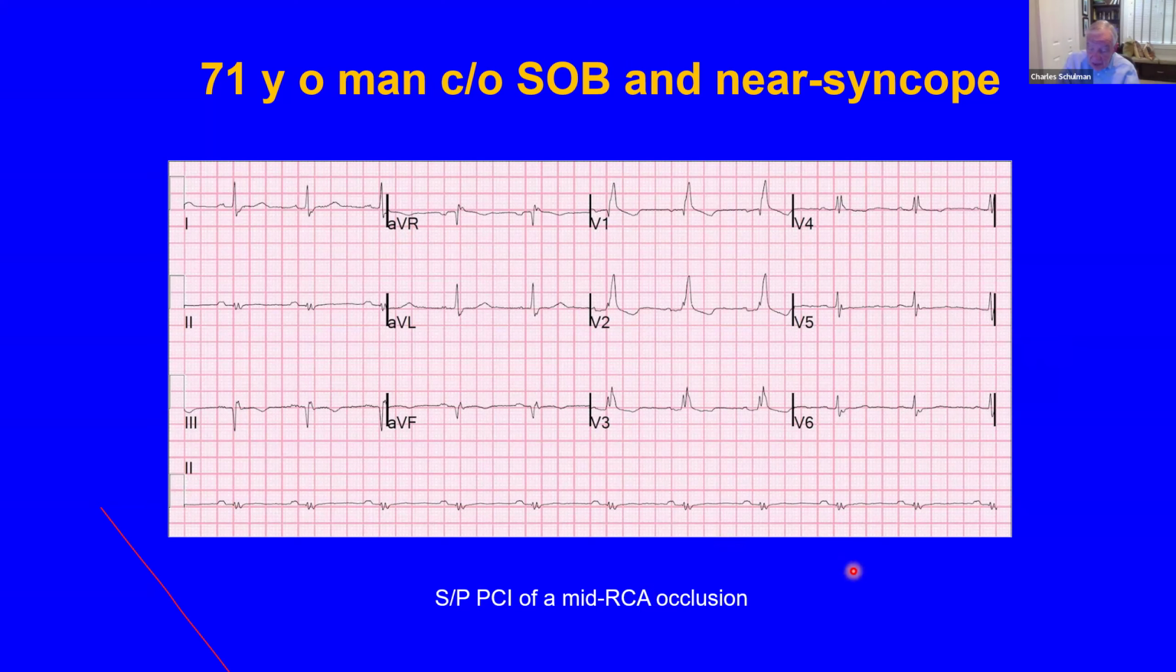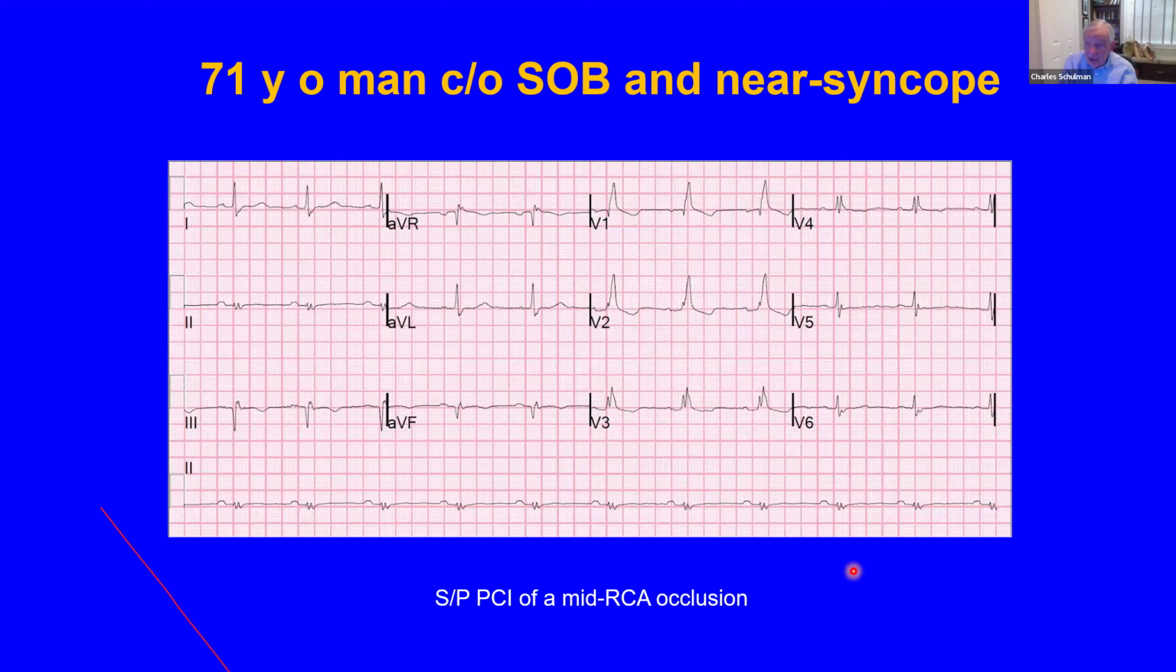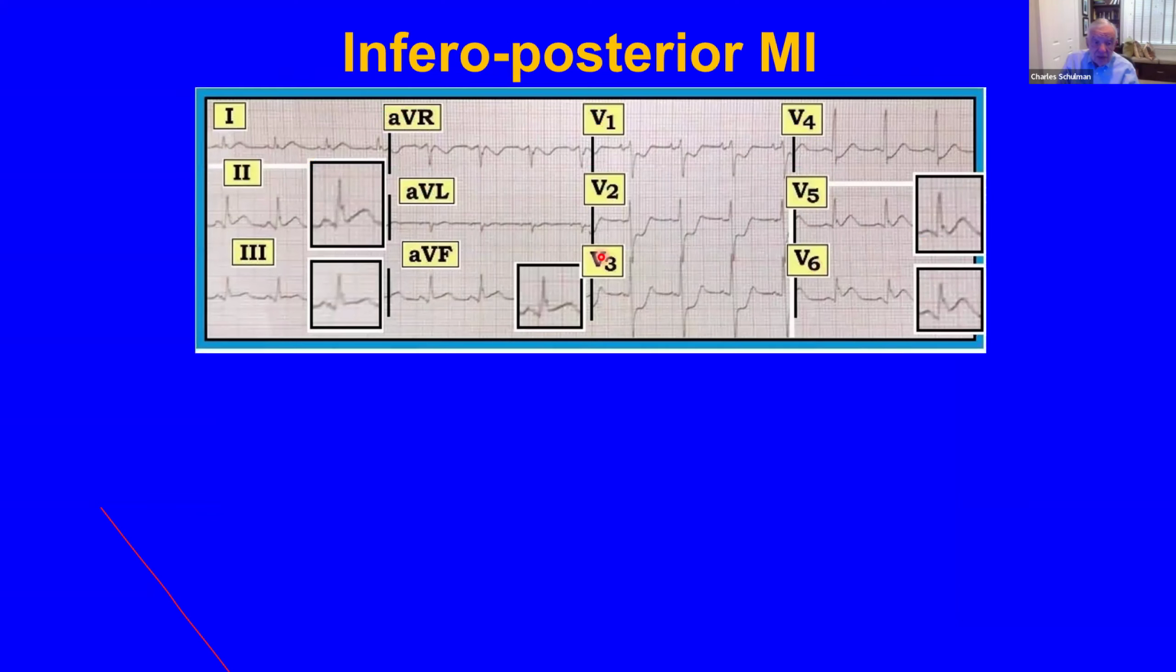Why was there third-degree AV block? Because of AV nodal ischemia, right? If you recall from last week, the right coronary artery feeds the AV nodal artery in 90% of people. And so this mid-right coronary occlusion led to ischemia of the AV node and third-degree AV block, which recovered. AV block in the presence of inferior myocardial infarction usually recovers, which is different than anterior infarction.